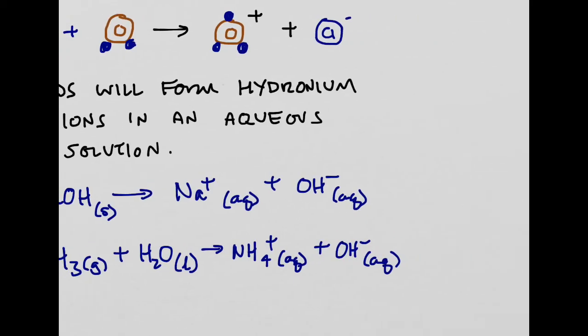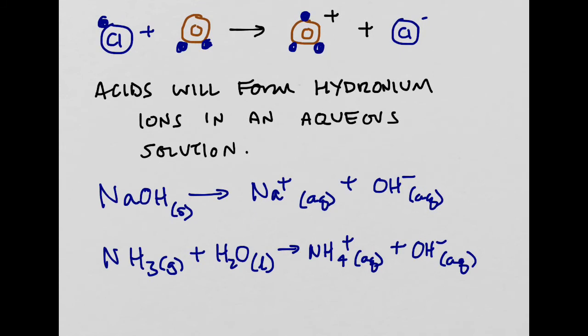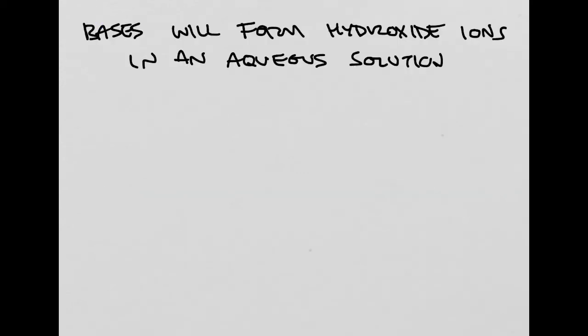So the parallel definition is that bases will form hydroxide ions in an aqueous solution. So pretty simple, right? As long as you remember hydronium is for acids and hydroxide is for bases, then you've got the Arrhenius definition down.